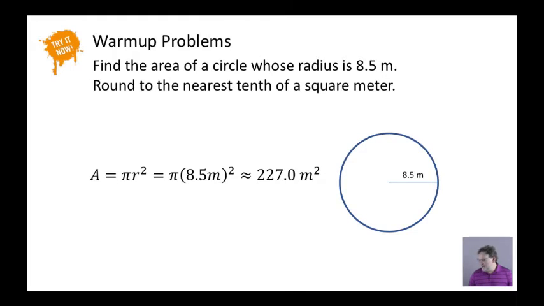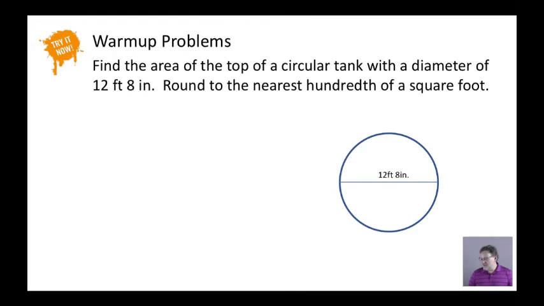Let's also take a look at this one here. Let's find the area of the top of a circular tank with a diameter of 12 feet, 8 inches, round to the nearest hundredth of a square foot. So we are looking down at a circular tank. I should say, really, it's a cylindrical tank.